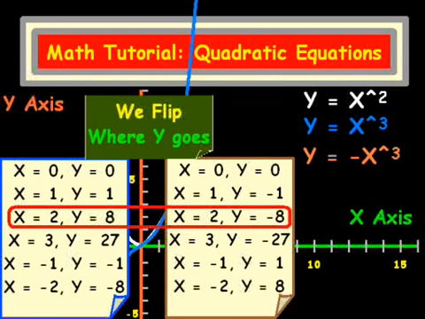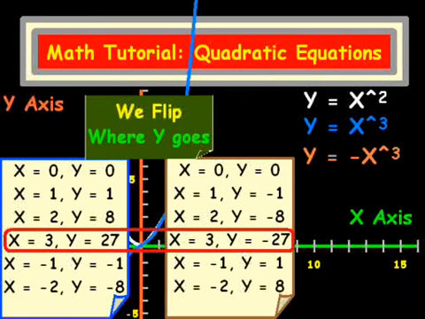I'll take a look at this one right here. Let's say we have x equals 3. Well, our equation is going to be y equals -x to the third power. So if we have 3 to the third power, that's 27. And if we take the negative, -27 is going to be our answer for that, and that's where we get the -27.